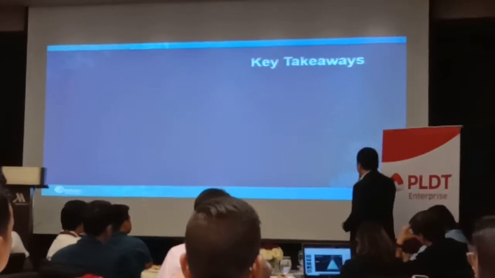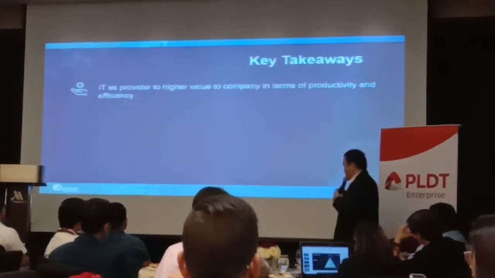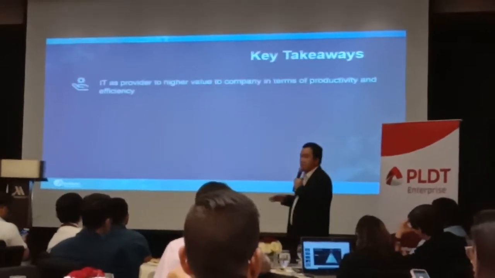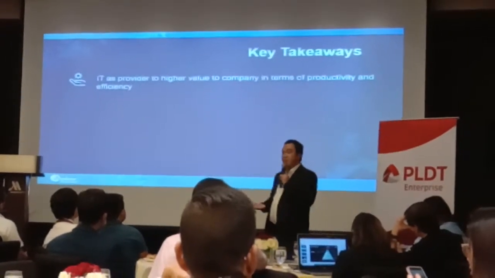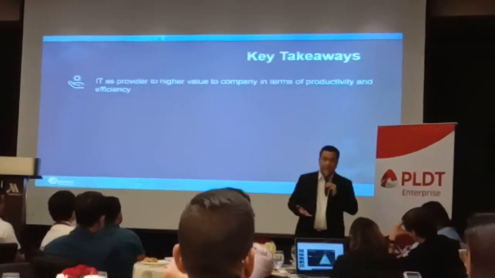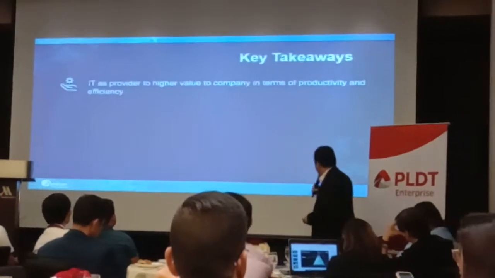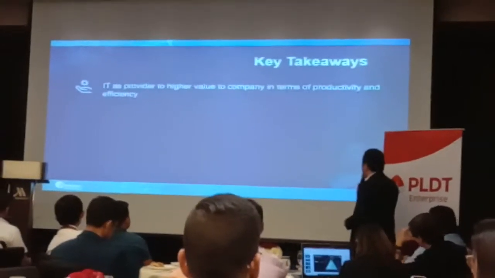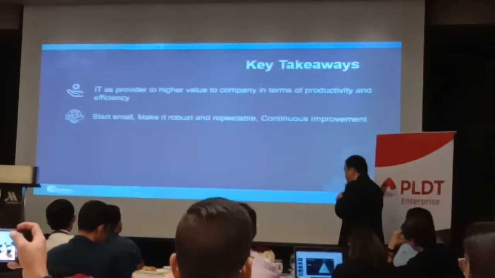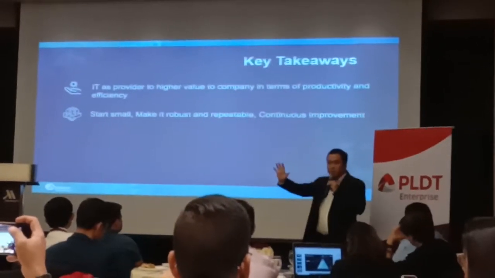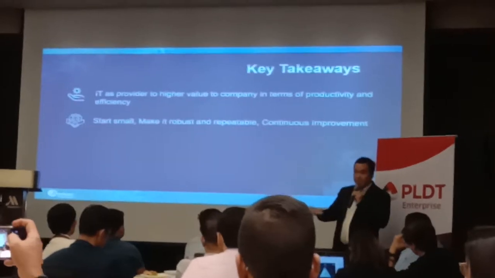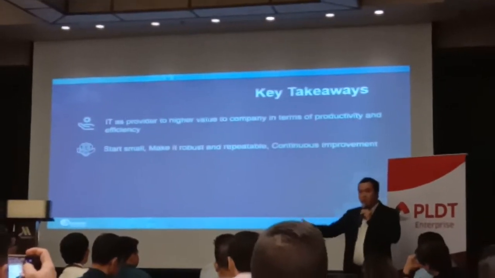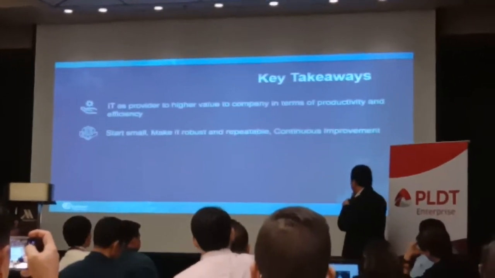Now, just to end up, my key takeaways for this one: we have to have a strong IT. IT is the neighbor of business. IT is a competitive advantage. Without a strong IT, it's very hard to implement smart manufacturing. Start small. Don't move the big ship. Start local. Make it robust and repeatable. At the same time, once you deploy it, of course, you have to do continuous improvement.